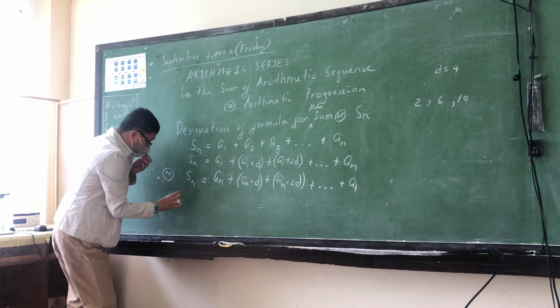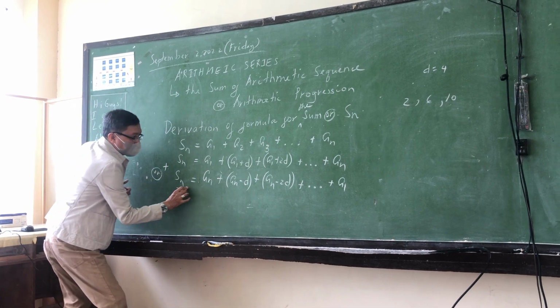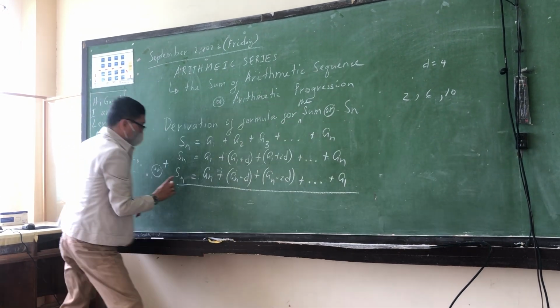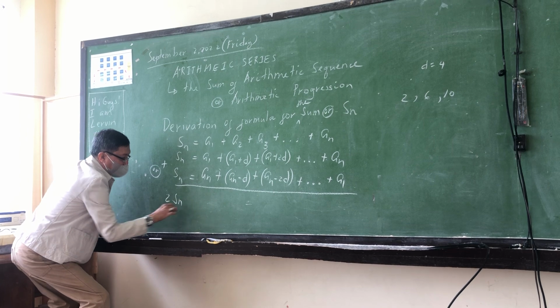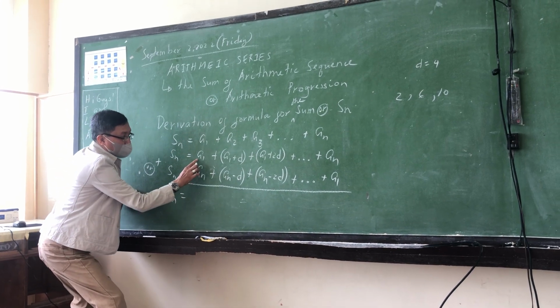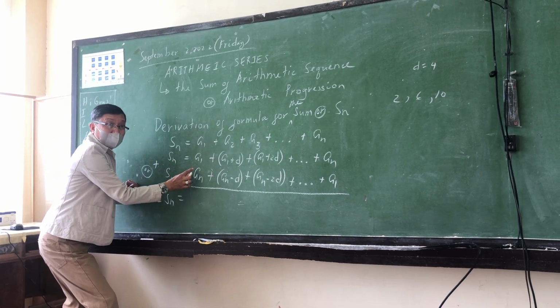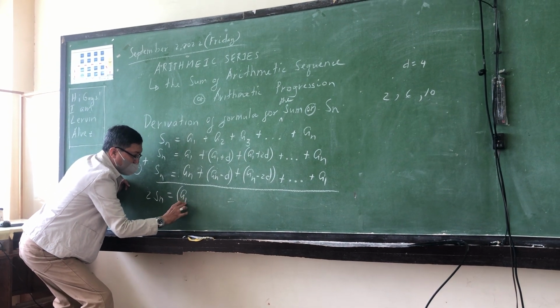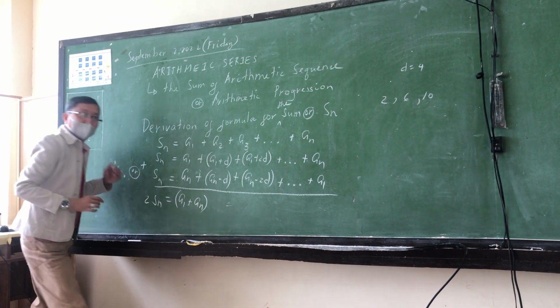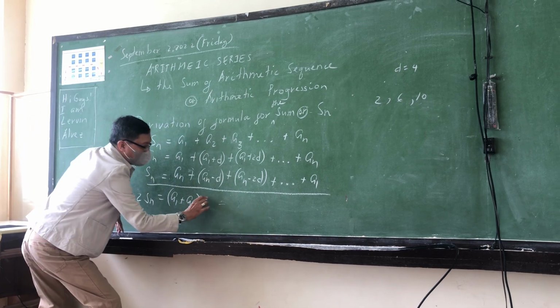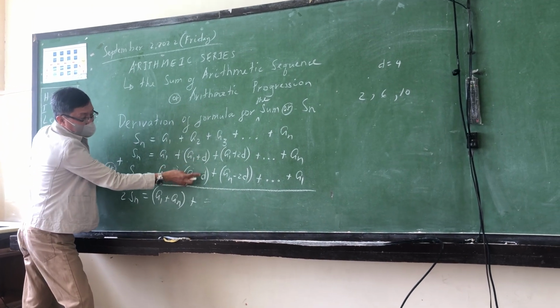So, therefore, if we are going to add these, you will have 2S sub n is equal to, if we add these two, we cannot combine. You will have A sub 1 plus A sub n, right? Are you still there? Plus, what will happen to D?